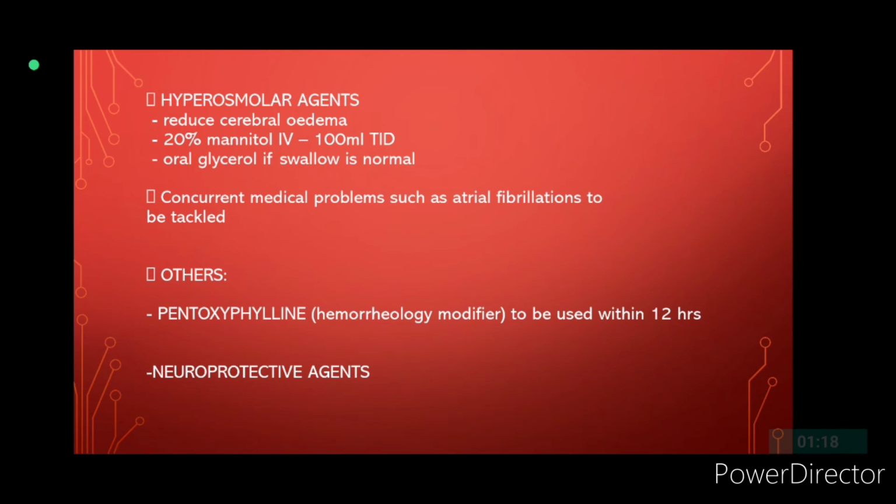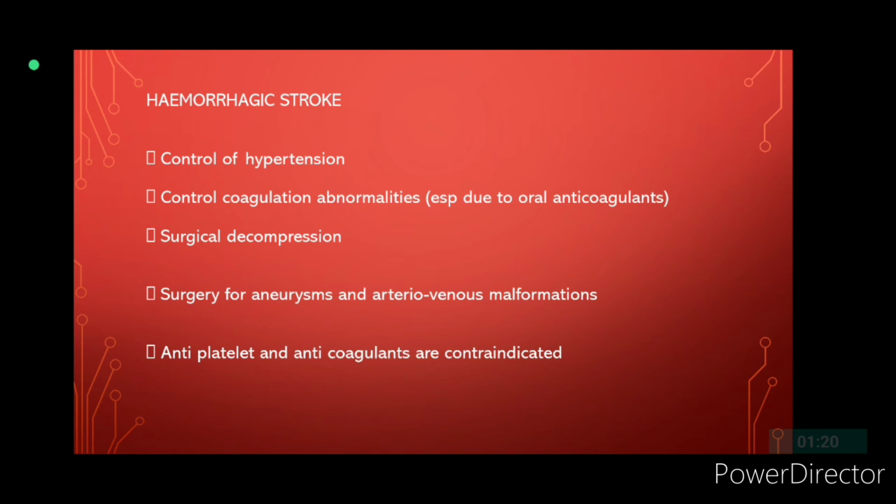Neuroprotective agents. Hemorrhagic stroke: control of hypertension. Control coagulation abnormalities, especially due to oral anticoagulants. Surgical decompression. Surgery for aneurysms and arteriovenous malformation. Antiplatelet and anticoagulants are contraindicated.